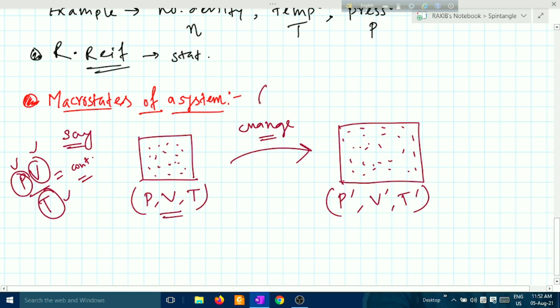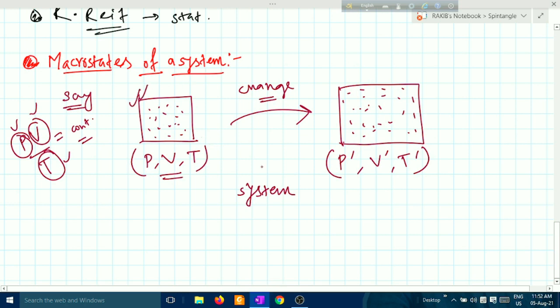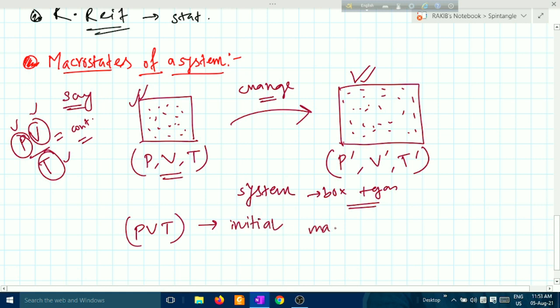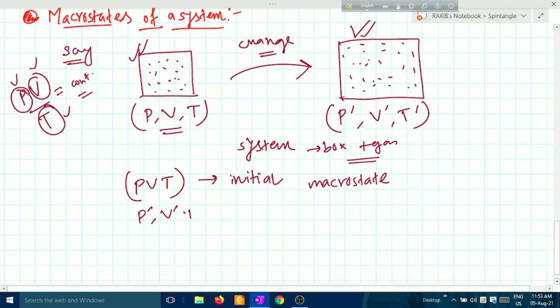The system remains unchanged. The system is this box and the gas, this box plus gas. This does not change. But what changes is that P, V, T defined the initial macrostate, and the final macrostate is P prime, V prime, T prime. These are the initial and final macrostates of the system.